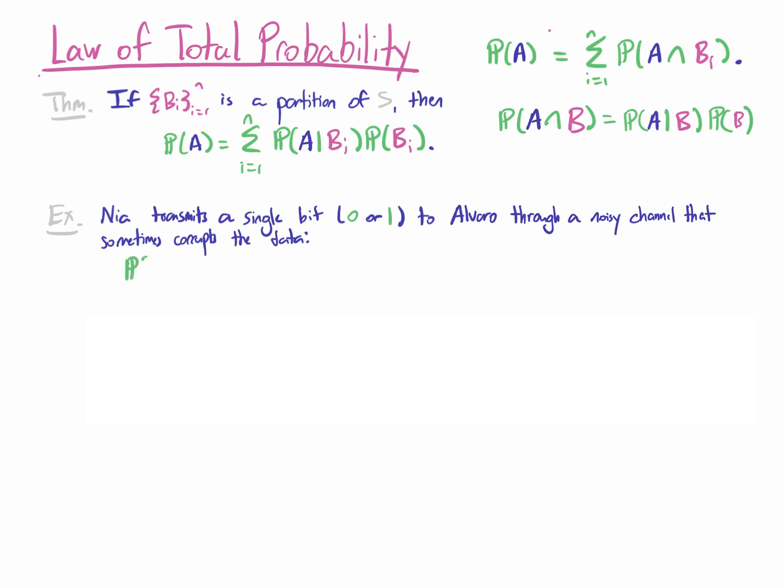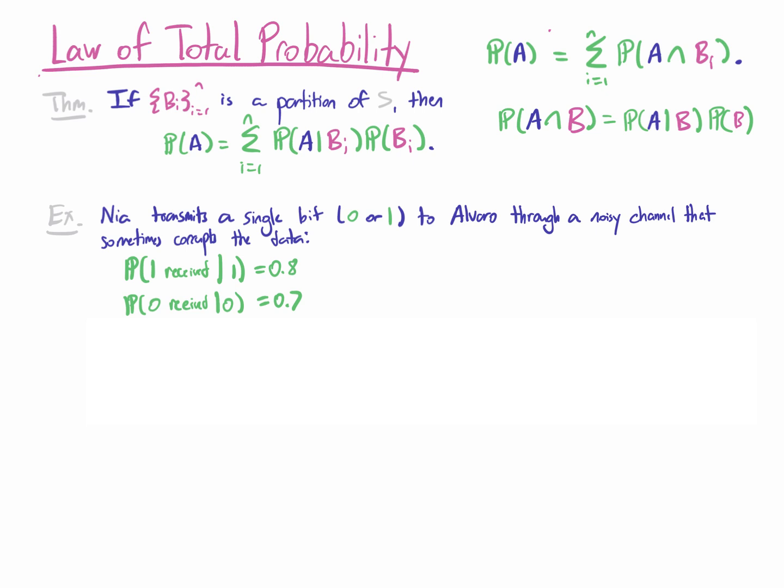Let's say the probability that Alvaro receives a 1, given that Nia sends a 1, is equal to 0.8. And the probability that Alvaro receives a 0, given that Nia sent a 0, is 0.7. So this is not necessarily what we call a fully symmetric channel. This channel treats ones and zeros a little bit differently, but they both have a probability of being corrupted.